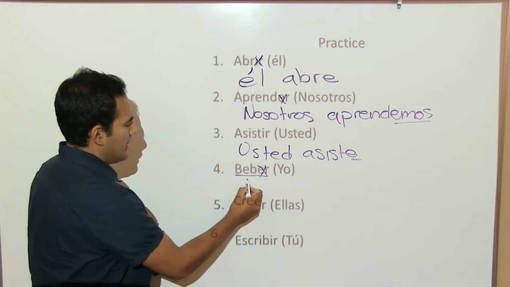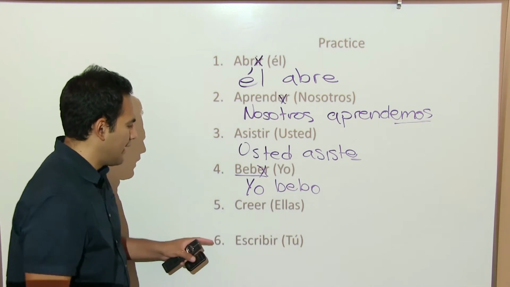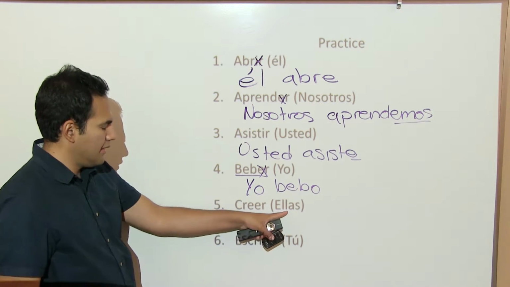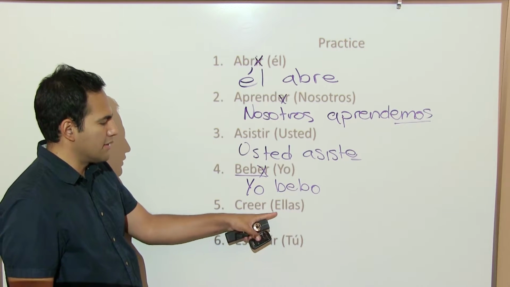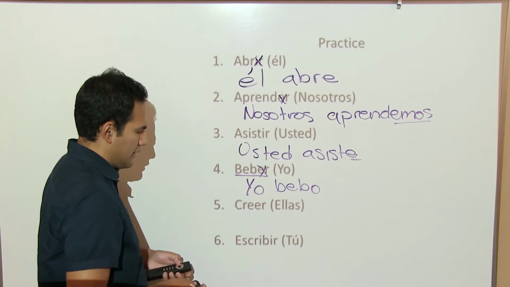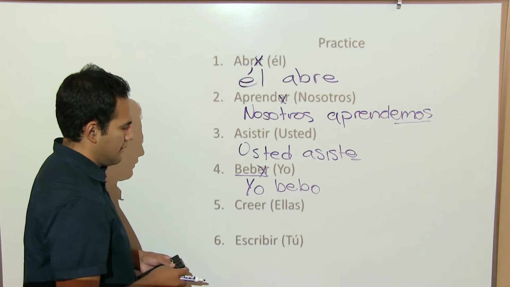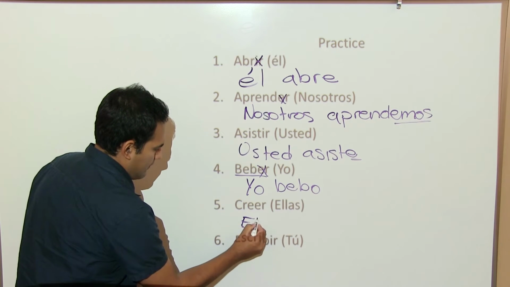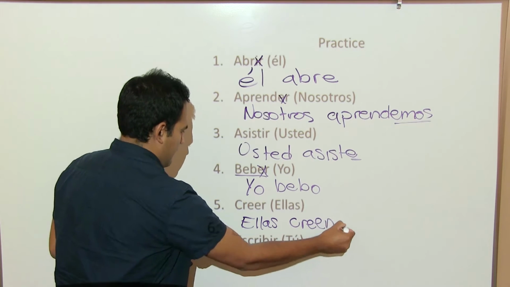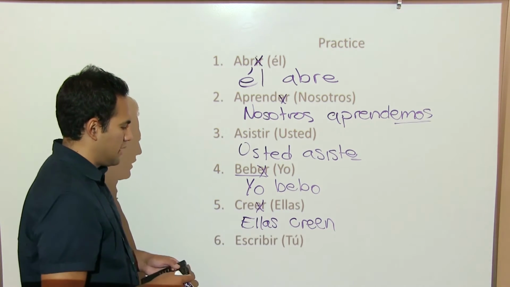Okay? Next one, beber, which is to drink. We're going to omit that. So, yo bebo. The next one, creer, to believe. And we're going to do it for the third person, plural, and feminine. So let's go back. So third person plural and feminine, ellas, and it has the ending. Ellas, okay. We take that, we keep an E, and then we just add the S string.